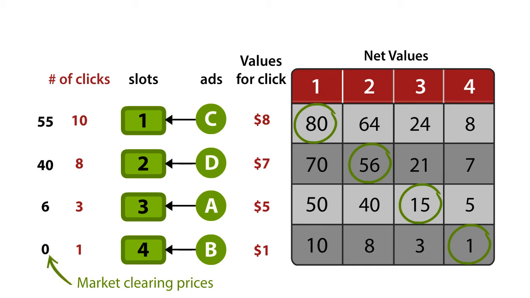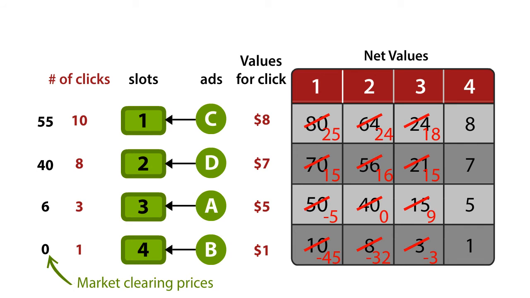We're going to spend time to verify that indeed these are correct market clearing prices. And just checking is much faster than running the algorithm that we learned. So to check this, what I have to do is find out what the net values are. That is, net values for each of these slots and advertisers. And I just did this. So for example, advertiser C had value 80 for the top slot. The top slot now costs 55. So his net value is 80 minus 55. That's 25. And I did this for every other slot and every other advertiser.